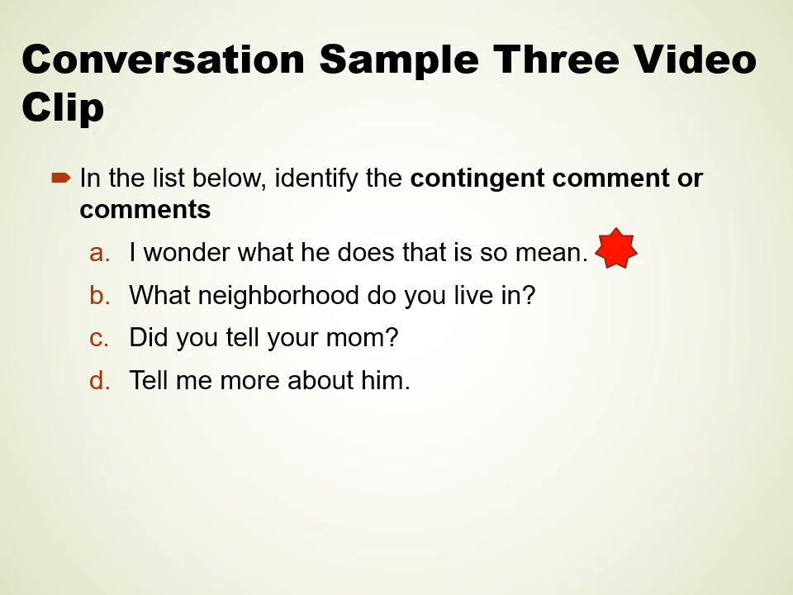So A, I wonder what he does that is so mean, is definitely a contingent comment that continues with her topic. What neighborhood do you live in is slightly off topic, and it's likely also to just elicit a single word response. Did you tell your mom? We might want to know whether she did, but that's also just a yes-no question. So we want to try to avoid those yes-no questions in language samples. And finally, D gets another red star because tell me more about him is likely to elicit further description of what he does that's so mean.